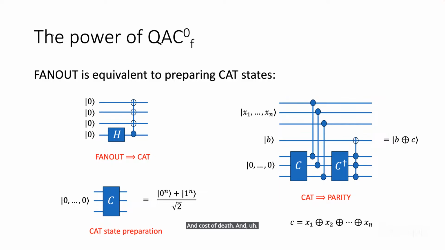And in fact, all 3 of these operations are equivalent in constant depth. Computing fan-out, preparing the cat state, and computing parity are all equivalent. That's something that's interesting.